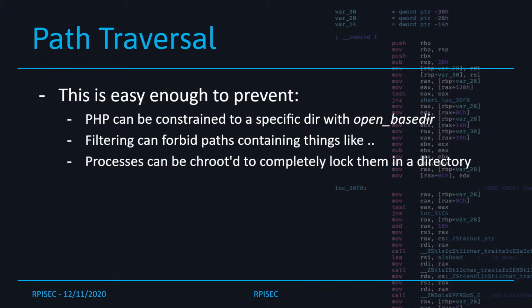So this is pretty easy to prevent. PHP, for example, can very specifically set what the base directory is, and it will not open files outside of that base directory. You can filter out anything with ".." in it. Now, this could cause problems if you have file names with ".." in them or something, but that should work, hopefully. And you can change the root directory of a process to completely lock it down inside there. There are ways to escape a true jail, but generally not just by asking for files. So that'll be pretty safe.